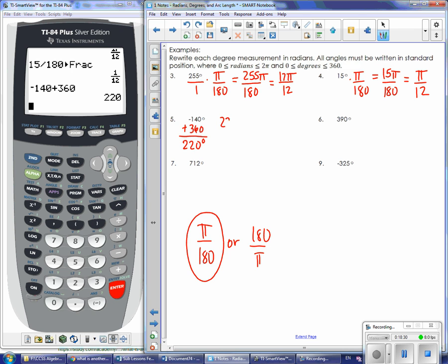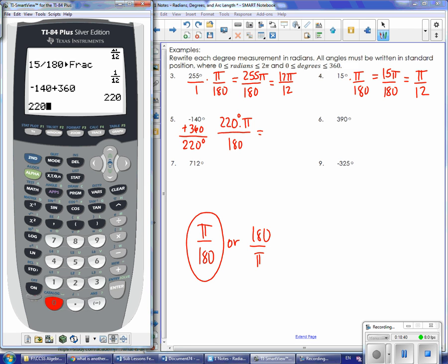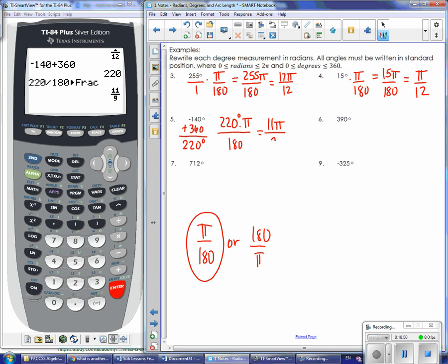So now I can take my 220 degree angle and multiply that by pi over 180. In fact, I'm just going to turn it into one fraction. And then I can simplify. 220 divided by 180. Change back to a fraction. And that gives me 11/9, or 11 pi over 9.